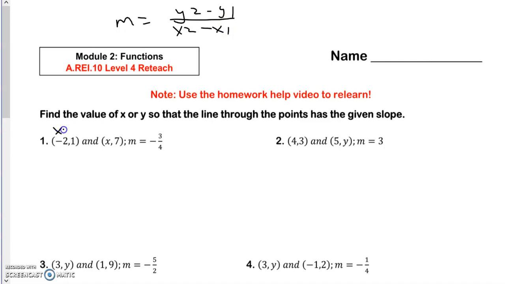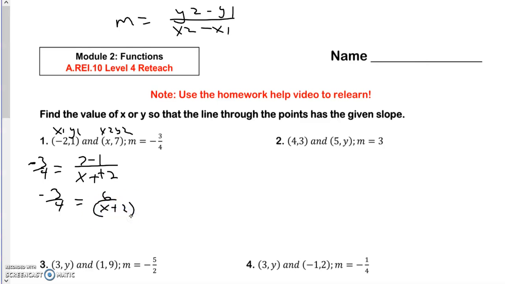So I know that this is x1, y1, x2, y2. My slope is negative 3/4, so I'm going to put that in for m. And then I'm just going to find slope, 7 minus 1. And then I'm going to have x plus a minus 2, which means it's a plus 2. And this is a negative, we're going to simplify 7 minus 1. So I'm going to write negative 3 over 4 equals 6 over x plus 2.